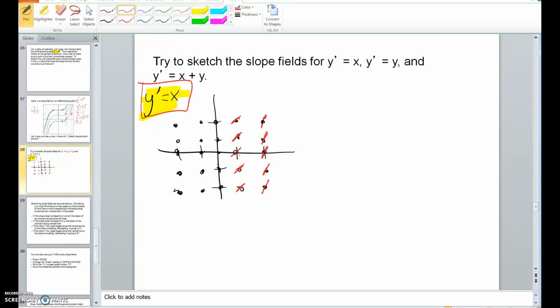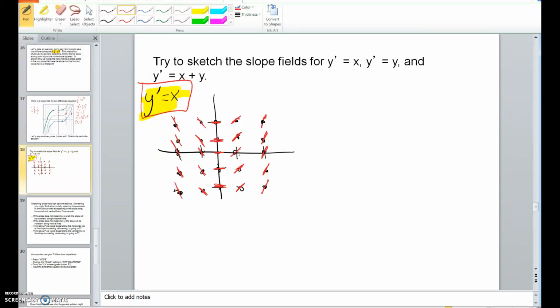On the y-axis, the x-coordinate is 0, so the slope is going to be horizontal. When I get to -1, the slope is going to be -1 at each of these points. And then at -2, the slope is going to be -2 like this. And so that's what the slope field would look like.